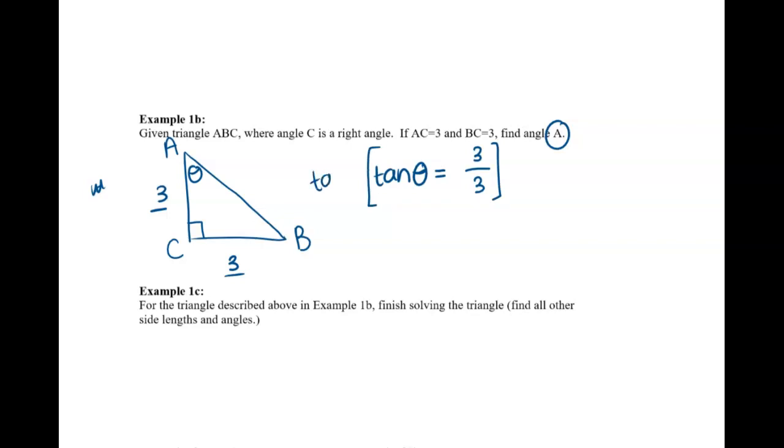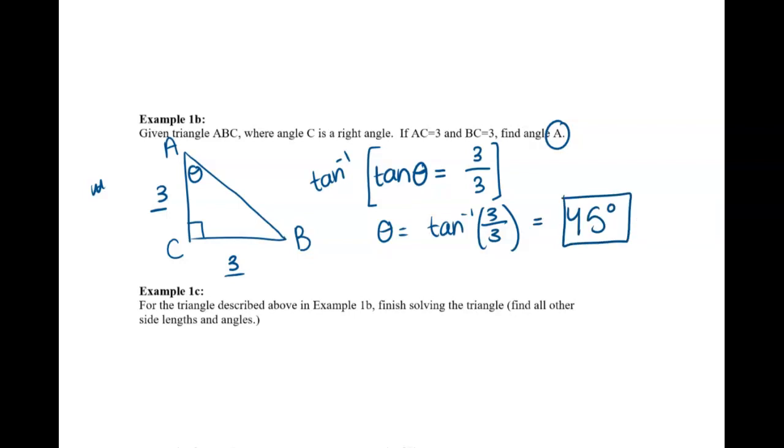So we do inverse tangent of both sides. So theta is inverse tangent of 3 over 3. Feel free to write that as 1 if you want to, which is 45 degrees.